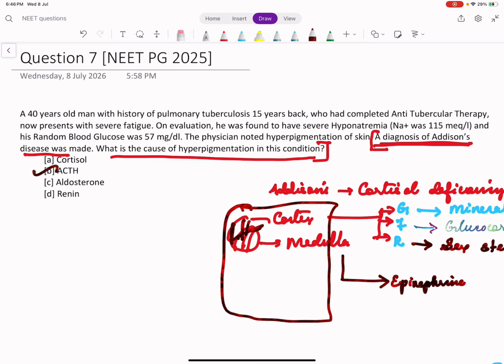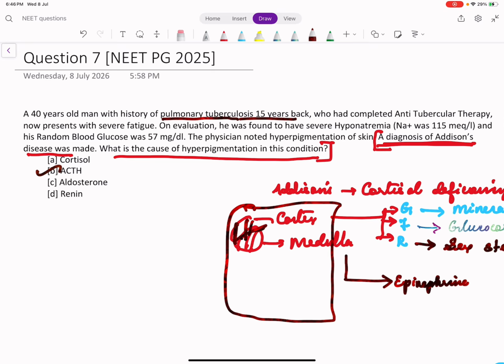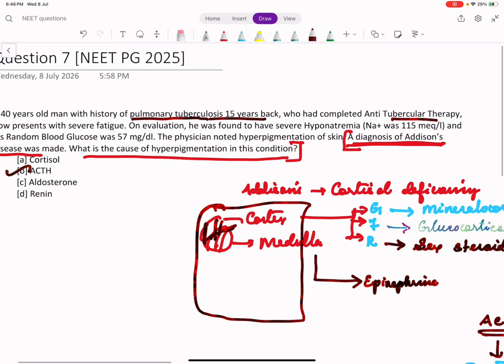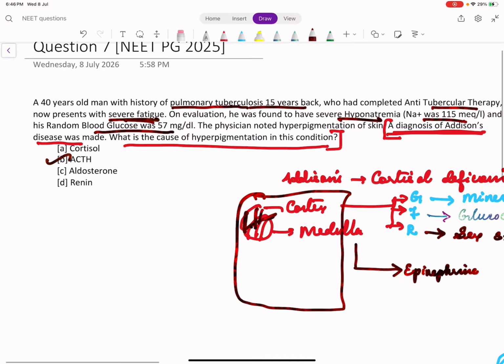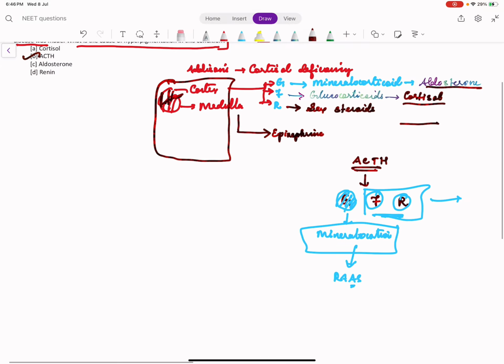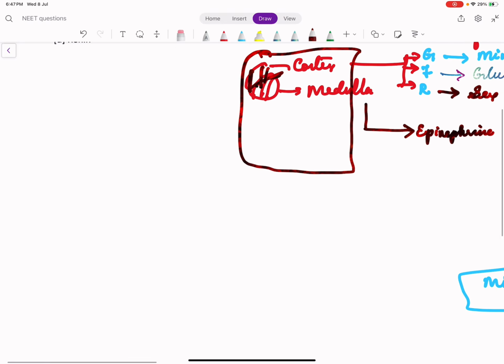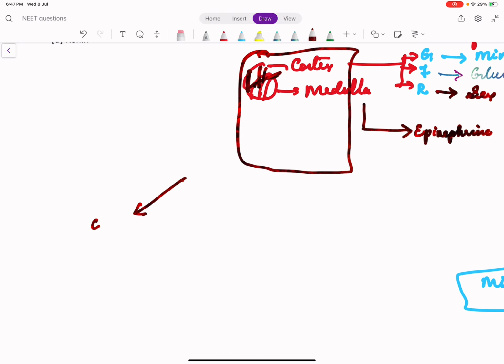A 40-year-old man with history of pulmonary tuberculosis 15 years back, who had completed anti-tubercular therapy, now presents with severe fatigue. On evaluation, he was found to have severe hyponatremia, 115 milliequivalents, and his random blood sugar was 57. Physician noted hyperpigmentation of skin. So you remember in Addison's, I told you we have two hormones which are deficient: glucocorticoid deficiency or cortisol deficiency, and the other one is aldosterone deficiency or mineralocorticoid deficiency.